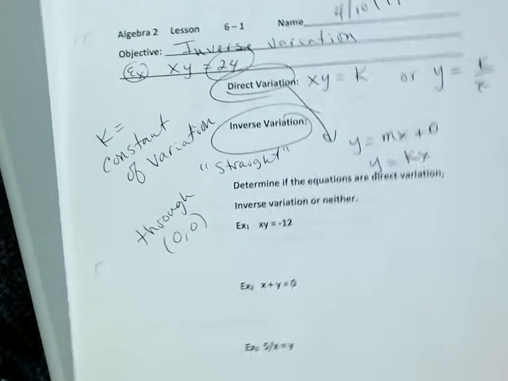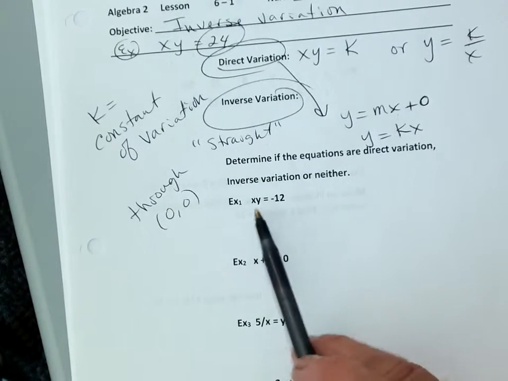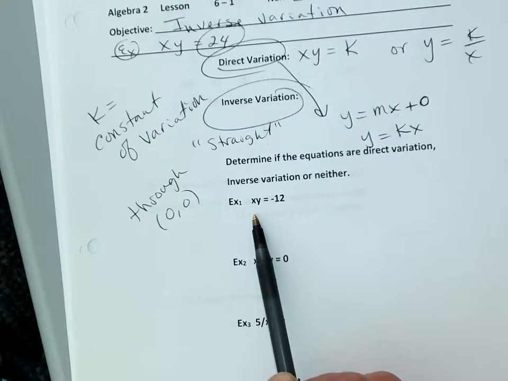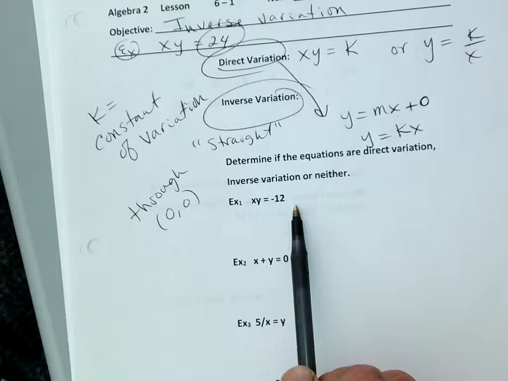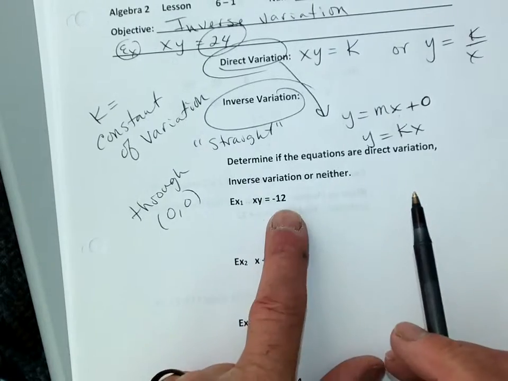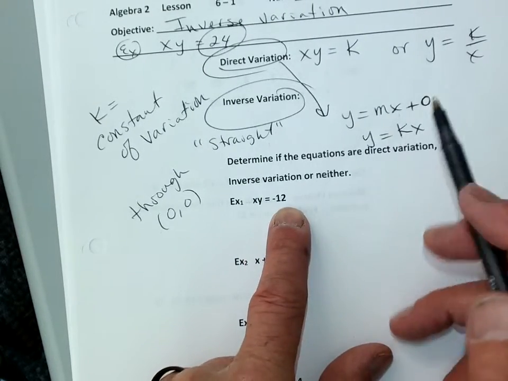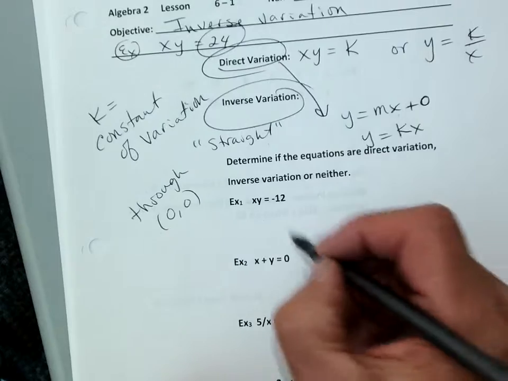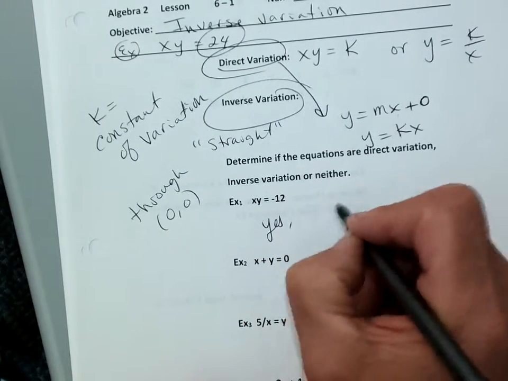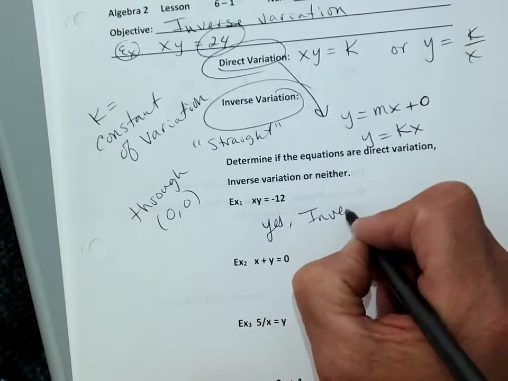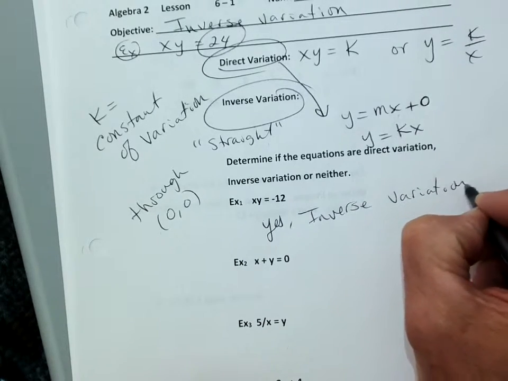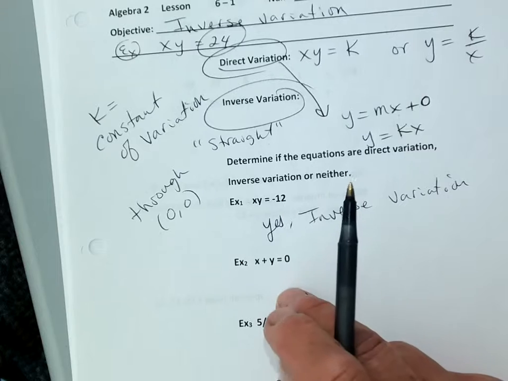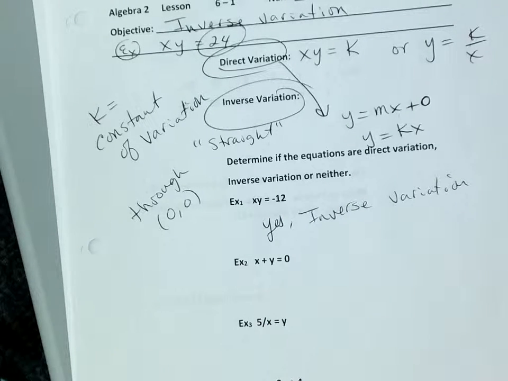So, example 1. This is definitely inverse variation because you've got x times y equals some number. It fits the formula perfectly. xy equals a number. The constant of variation is negative 12, so yes, this one is my inverse variation. X times y equals a number, and it would have one of those weird looking hyperbola graphs.